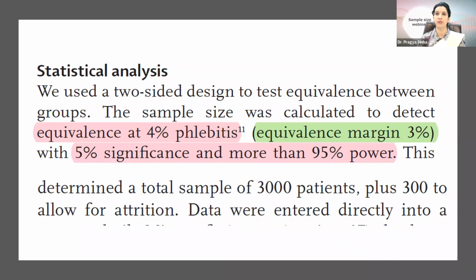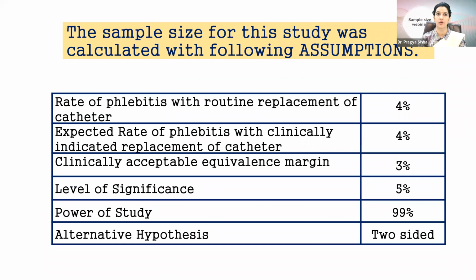So all of you, please do this. This is the input. Rate of phlebitis with routine replacement of catheter is 4%. Expected rate of phlebitis with clinically indicated replacement is 4%. Clinically acceptable equivalence margin is 3%. Level of significance is 5%. And power of study is 99%. In this case, the alternative hypothesis will be two-sided because it's an equivalence trial. So what is the sample size? All of you please do it and type in the chat box.